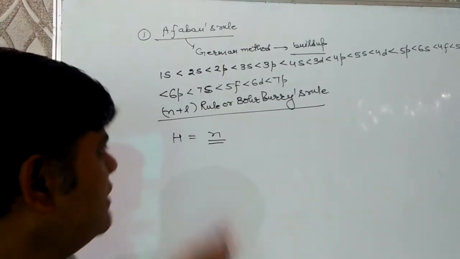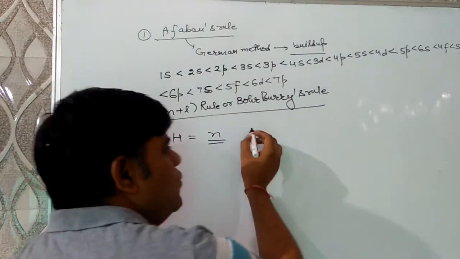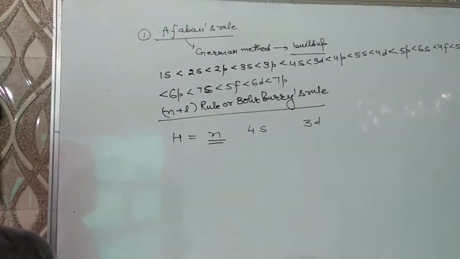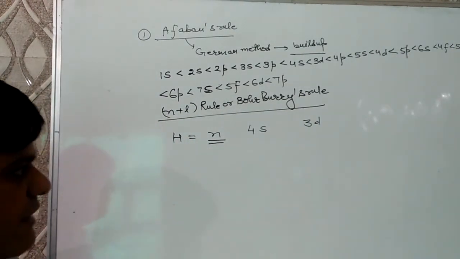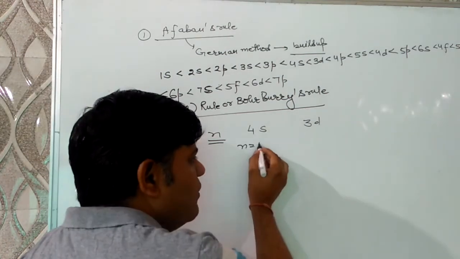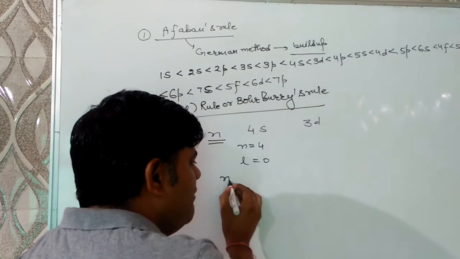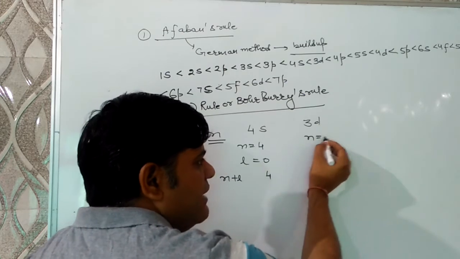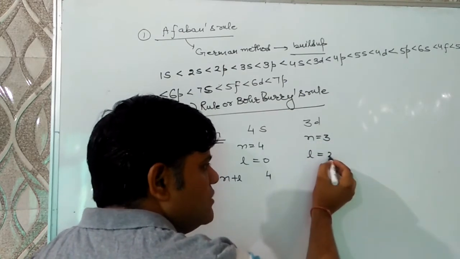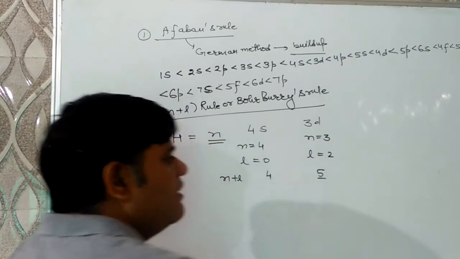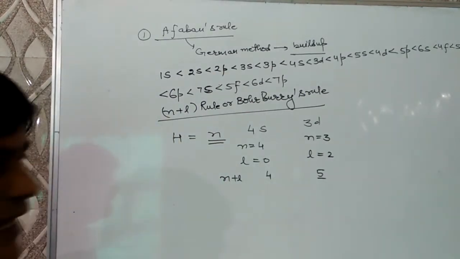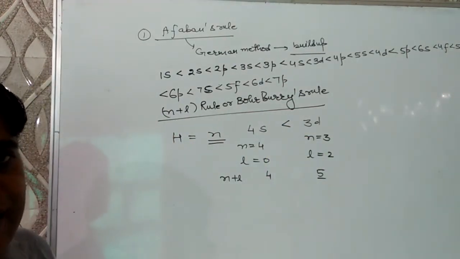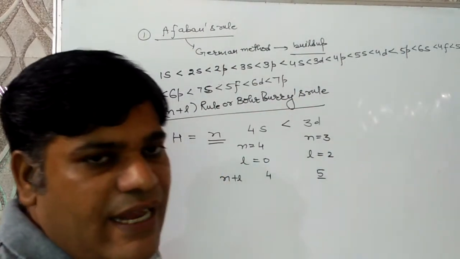I will take the numericals. Now, first of all, I am applying this rule on 4s and 3d subshells. Which is having higher energy, we can calculate. For 4s, n is 4, L is 0, so n plus L value comes out to be 4. And for 3d, n is 3, L is 2, then n plus L value comes out to be 5. Hence, 4s has energy lesser than 3d.